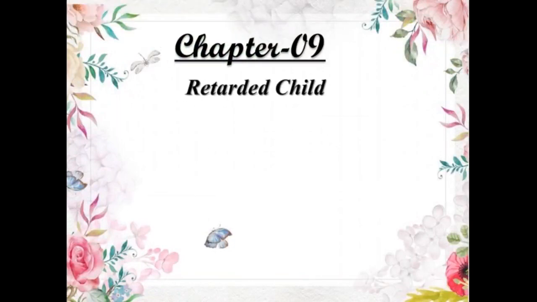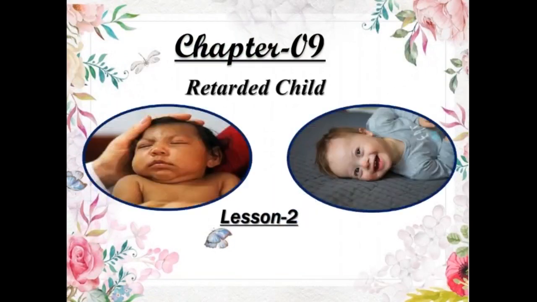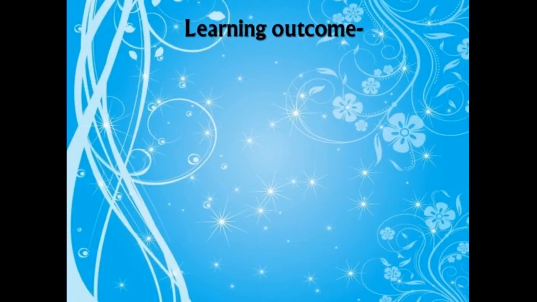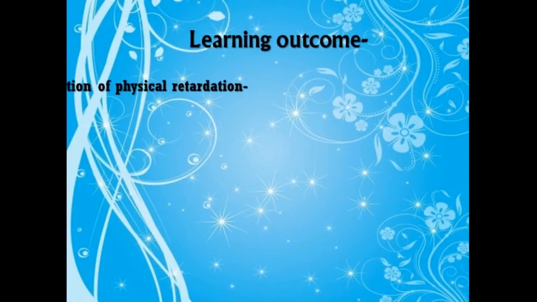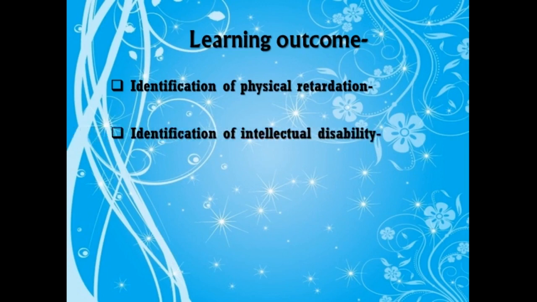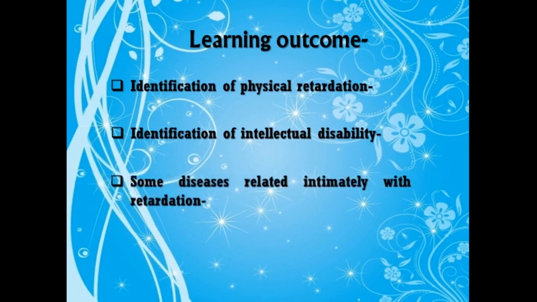Our today's discussion is on Chapter 9. The chapter is Retarded Child. Our today's topic is Identification of Retardation. From this topic, you will be able to know the identification of physical retardation, identification of intellectual disability, and some diseases related intimately with retardation.